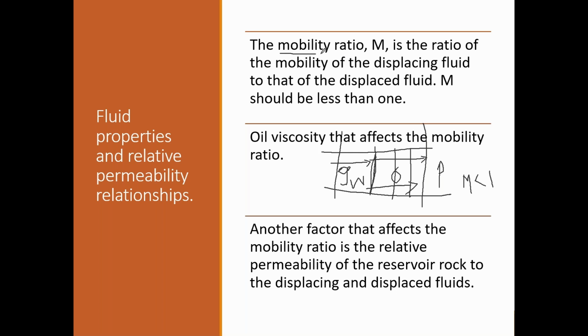So this is the definition, and if I can write, mobility is equal to permeability divided by viscosity. So this is K by mu of the displacing fluid, that is water, divided by K by mu of oil. So it should be less than 1 basically. Now another factor that affects the mobility ratio is the relative mobility of the reservoir to the displacing and displaced fluid. So these are the two important terms from the point of view of water injection.